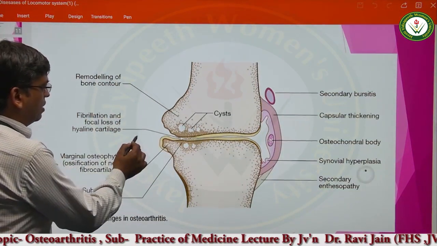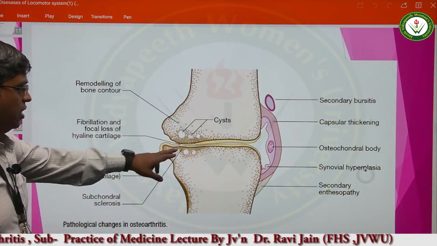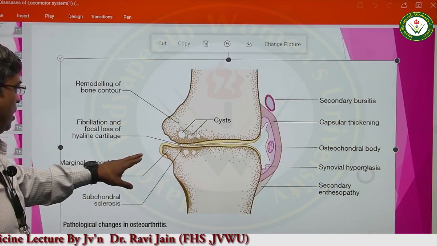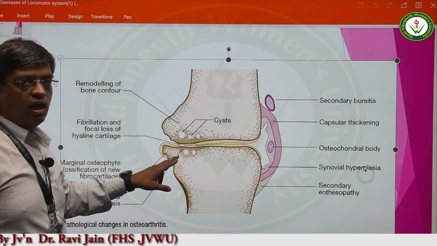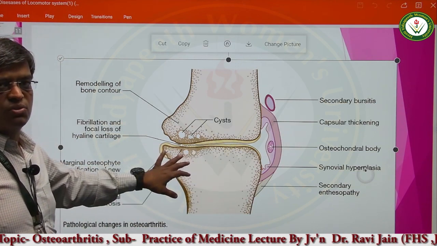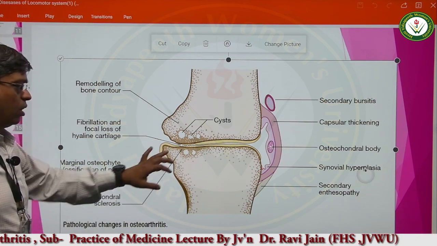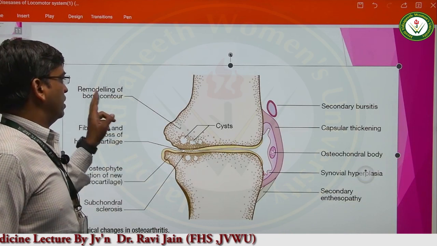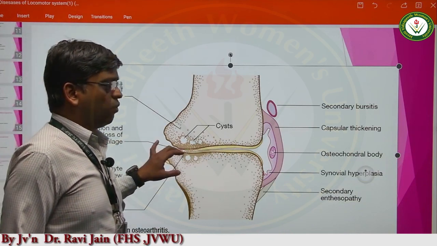Number one, there is focal loss of hyaline cartilage. Here you can see the changes that are taking place in the cartilage. There is focal loss of the hyaline cartilage, and the surface beneath the cartilage becomes hard. That is known as subchondral sclerosis. Then there is formation of the osteophytes, and there is formation of new bone.